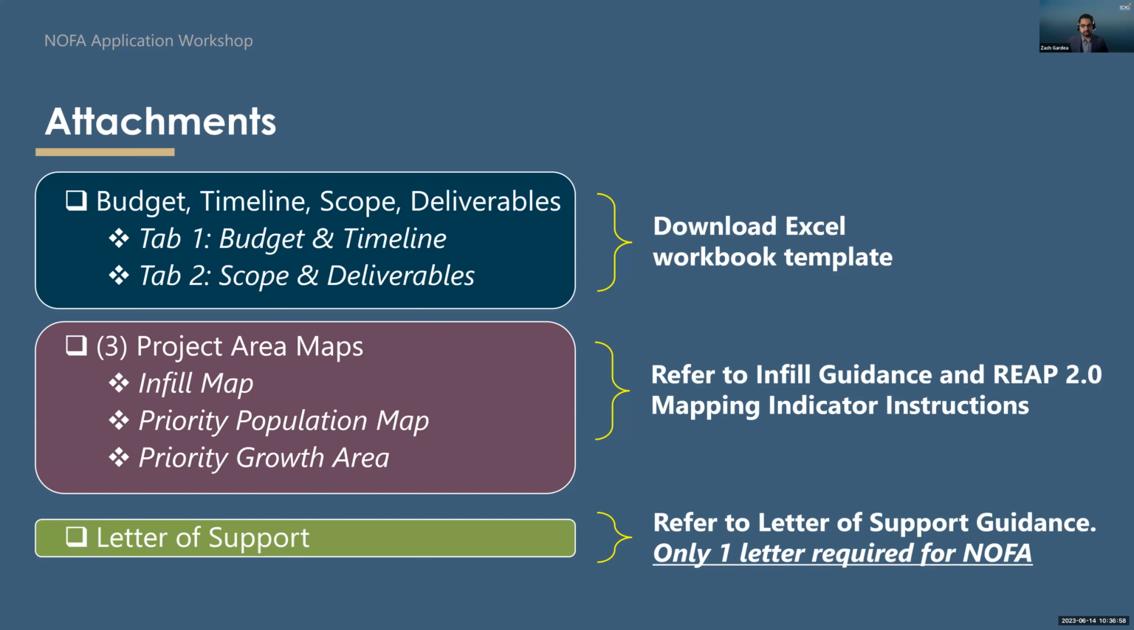So let's review the attachments that you will be required to submit as part of your application package. The attachments include the Excel spreadsheet of your budget and scope, the project area maps, and one letter of support. The support letter will need to come from a third-party organization and describe how the project meets local housing needs. Important to note here as well, we do not provide a support letter template. We've gotten that question with our other programs, but we do provide more guidance on what we're looking for on our NOFA webpage under resources.